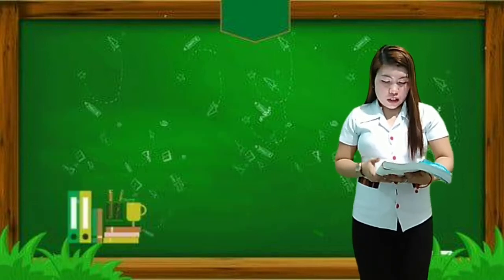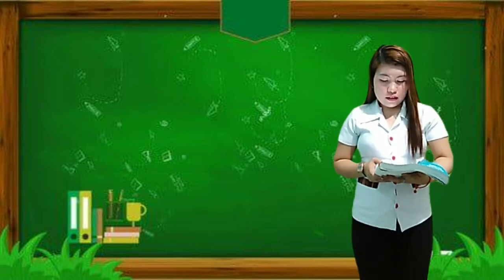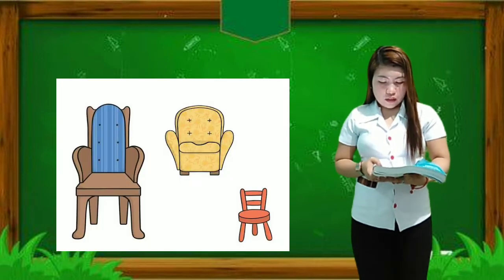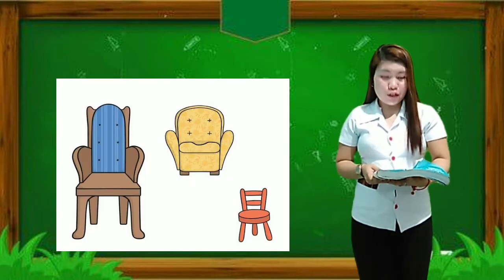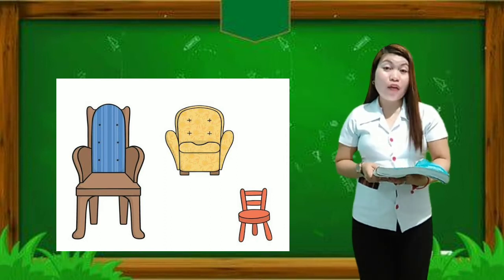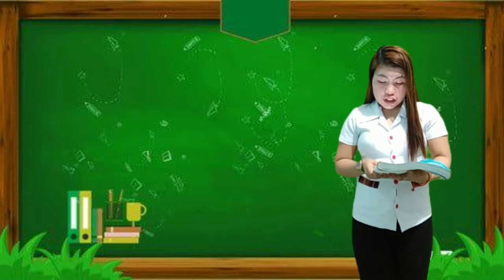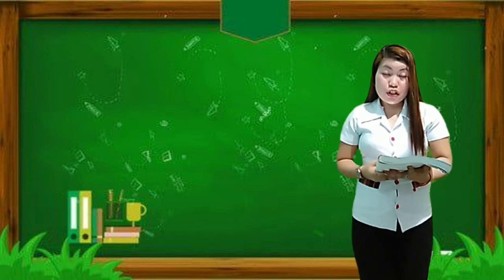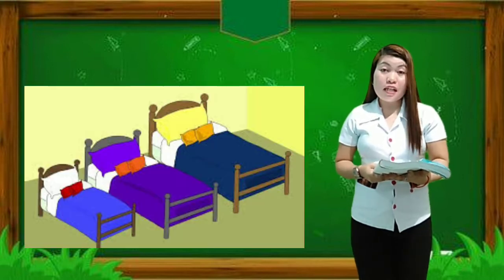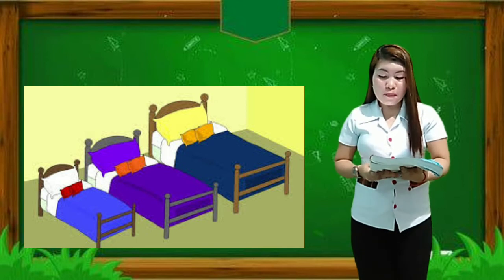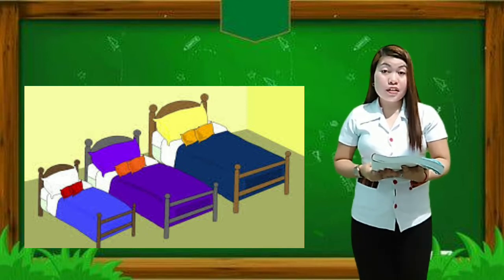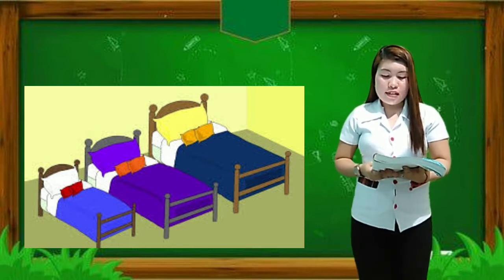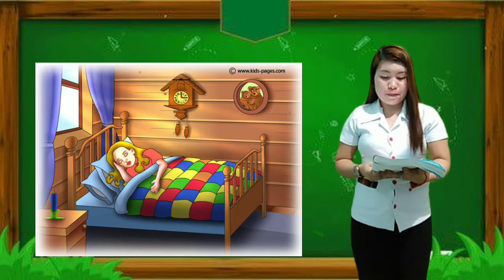After eating the porridge, Goldilocks feels tired. So she goes to the living room of the house and finds three chairs there. The first two chairs are too big for her, but the third one is just right for her. But as she sidles into the chair, it breaks. Then she moves on to the bedroom where she finds three beds. She finds one bed too hard and the other too soft. The third bed is just right for her, and so she lies down and falls asleep.